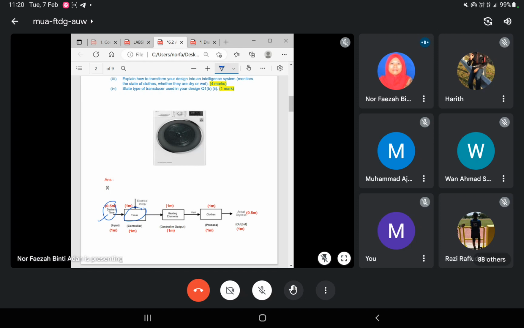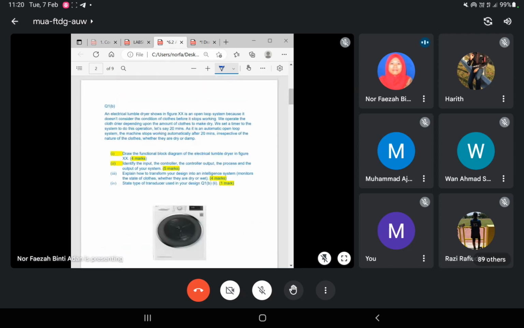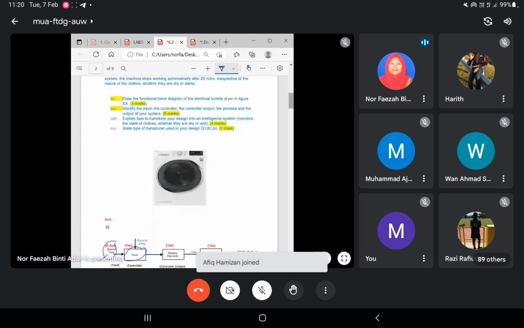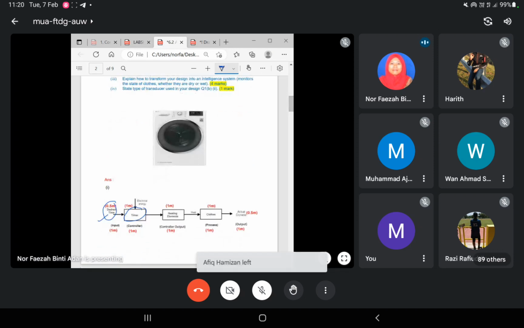And then it goes to a heating element because it is a dryer. And then it goes to your process, dry clothes. Okay. And then your output is actual dryness ataupun drying of clothes lah. Boleh letak kat situ. So this is an open loop example.